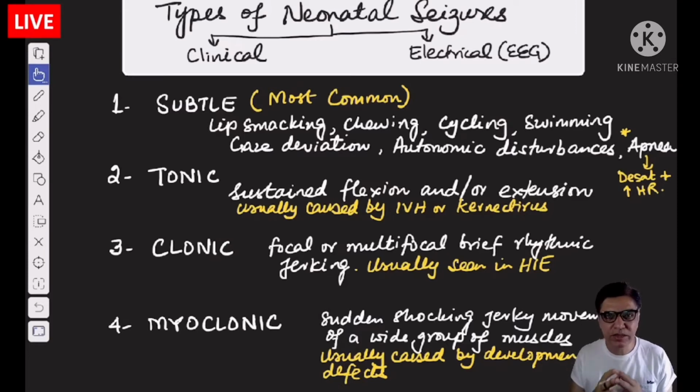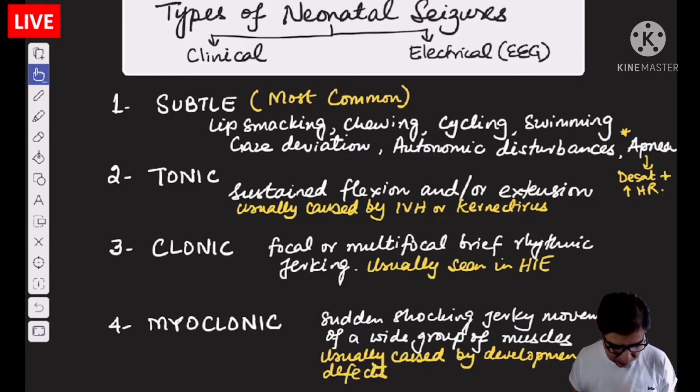Obviously, if somebody is making a chewing movement, it's very difficult to put it down to a seizure, unless and until somebody who is very well versed in these types of seizures knows that there could be a manifestation of neuronal damage. So by and large, subtle seizures are one of the most common types of seizures seen in neonates, and again can be caused by different phenomena.